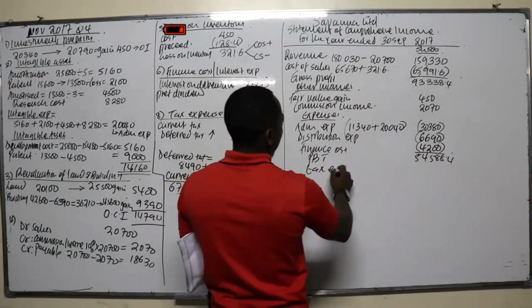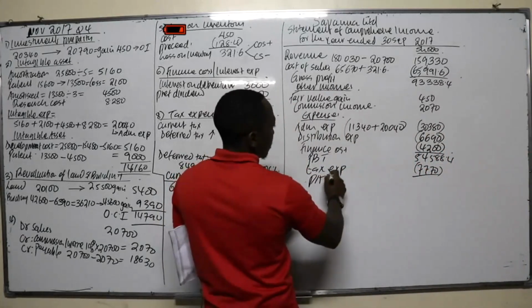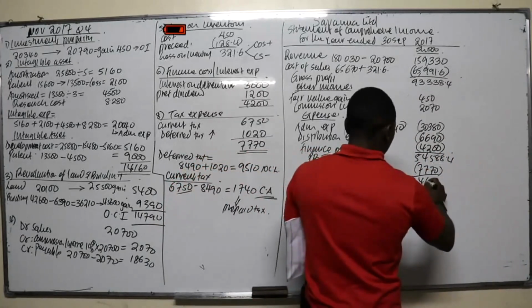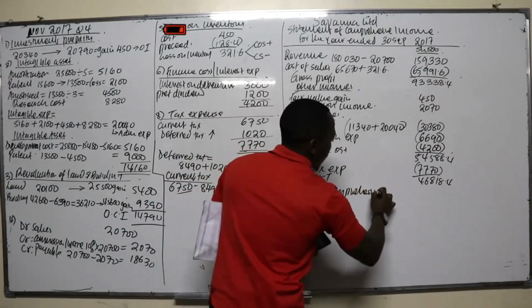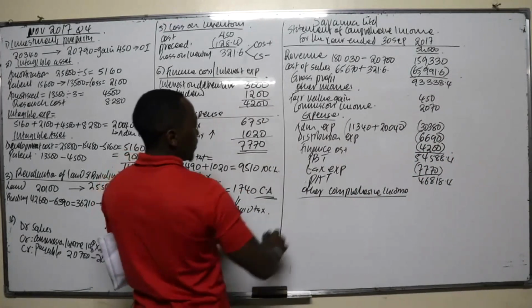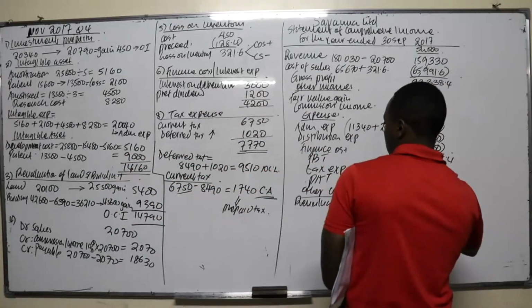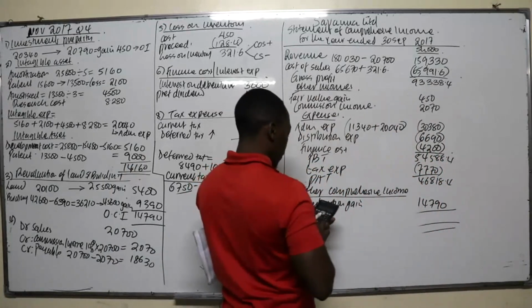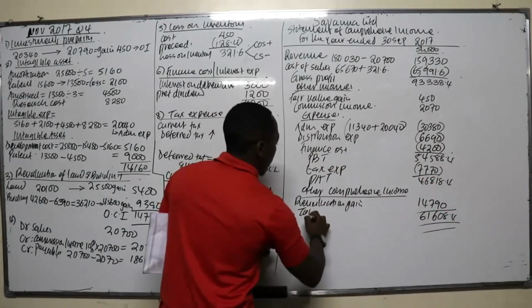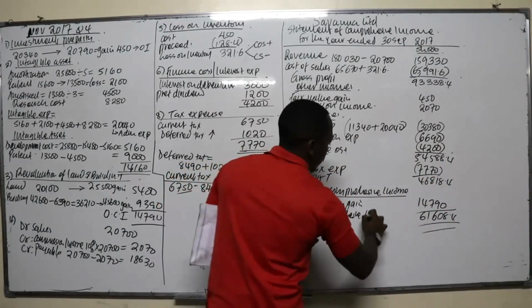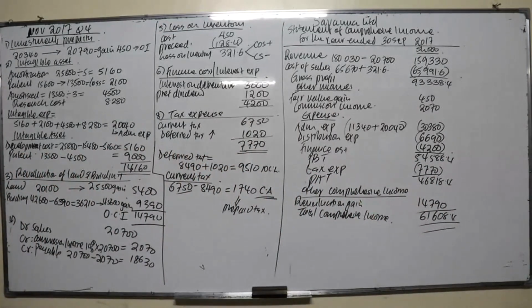Then you raise tax expense. Tax expense was 7,770. And you get your profit after tax, which is 46,818.4. Then you add other comprehensive incomes. So to other comprehensive income, we had a revaluation gain. Land and building created a revaluation gain of 14,790. So you add 14,790, 61,608.4. And that's how you get total comprehensive income. So go and present a statement of changes in equity, as well as a statement of financial position.